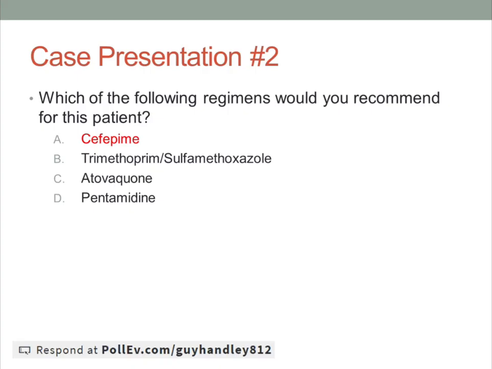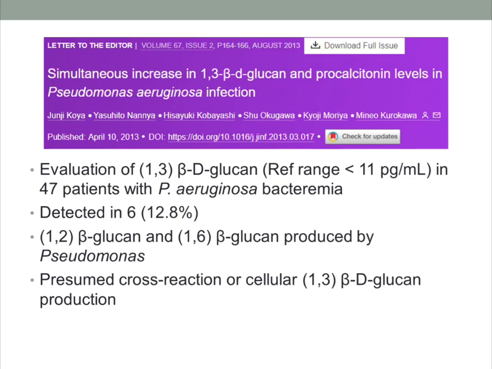So cefepime is what I would probably say is the right answer on here. This patient has minimal to no risk factors for pneumocystis, and so I don't think they necessarily need to be treated. It's also a very hyperacute presentation, which would be very atypical for pneumocystis.